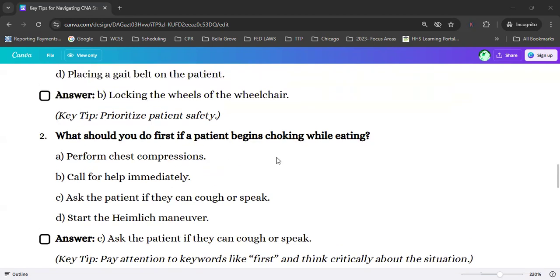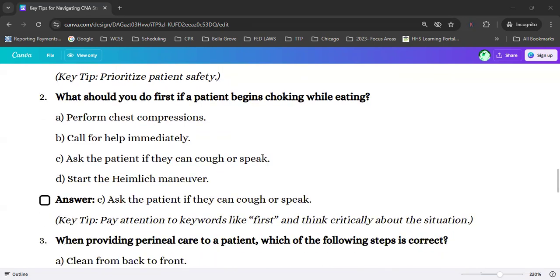So our key word is first. This is priority, right? And the way I want you to answer this question, you see the answer already, but I want you to think through, why is C the right answer?